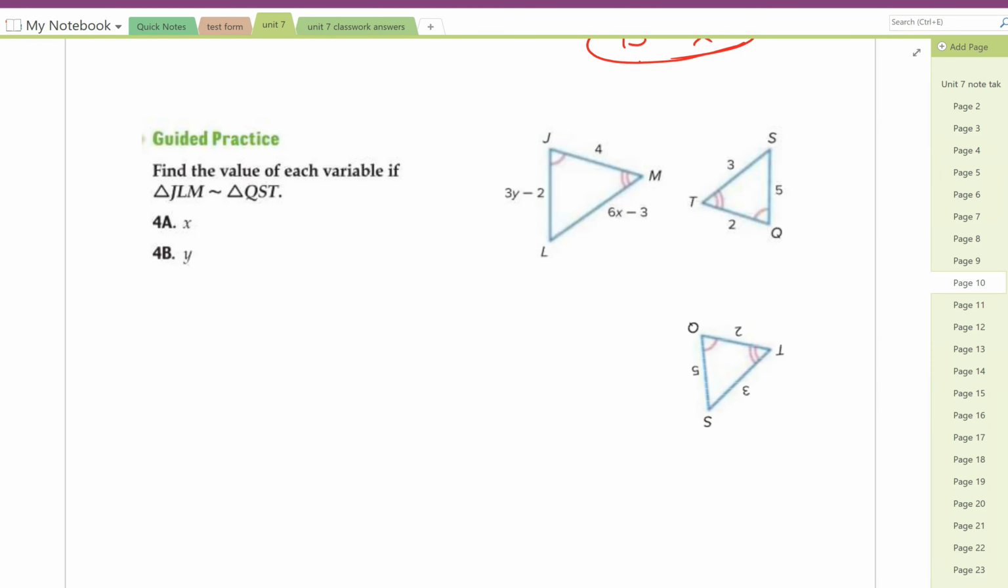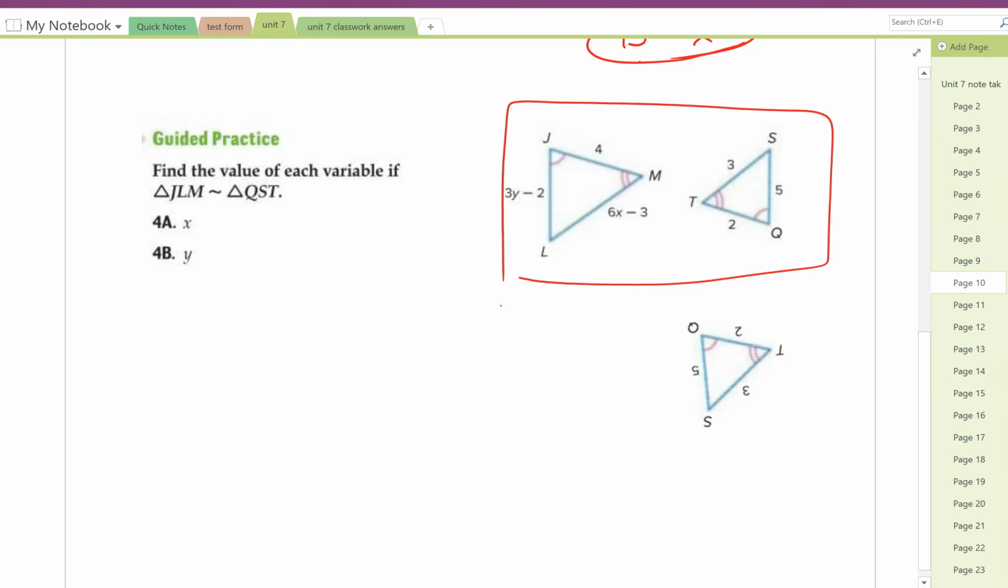All right, last example before you start your homework problems. This one, I have these two triangles, and I'm told that they're similar. So that means the ratio between corresponding sides is going to be the same for all three sides. I have to find what x and y are equal to.